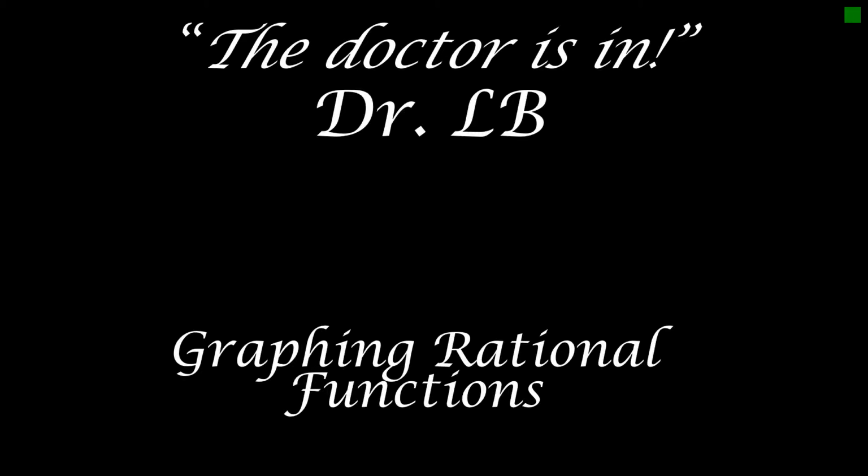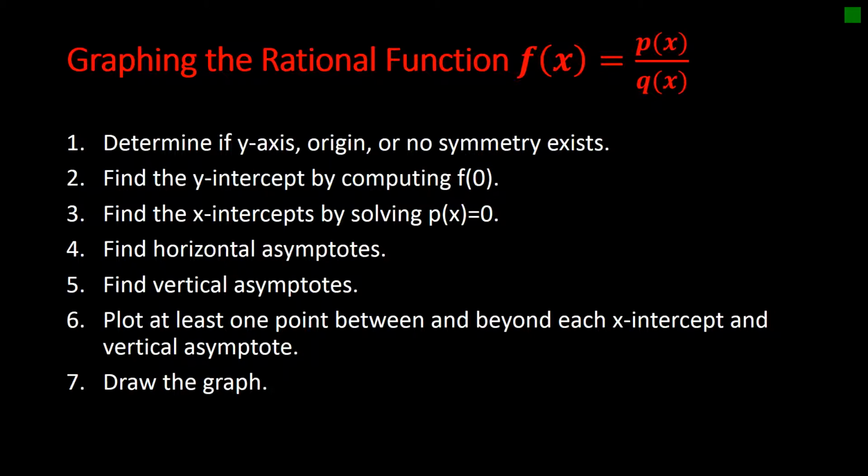Today, we look at graphing rational functions. To graph a rational function f of x equals p of x over q of x, number one, you need to determine if there is y-axis symmetry, origin symmetry, or no symmetry. Number two, you need to find the y-intercept by evaluating f at 0. Number three, you need to find the x-intercepts by solving the numerator, p of x equal to 0.